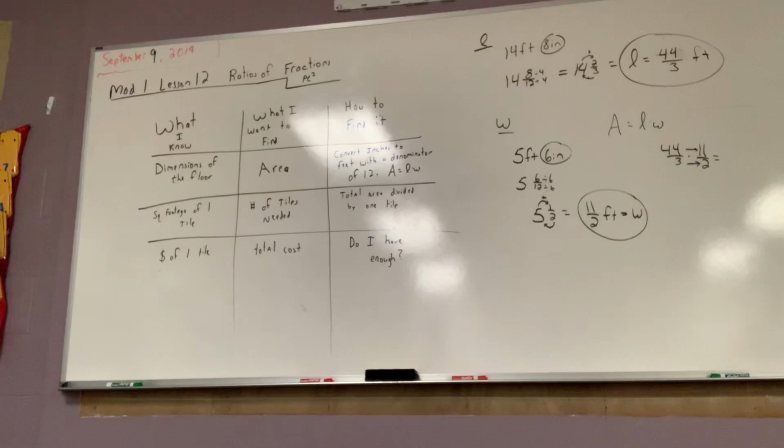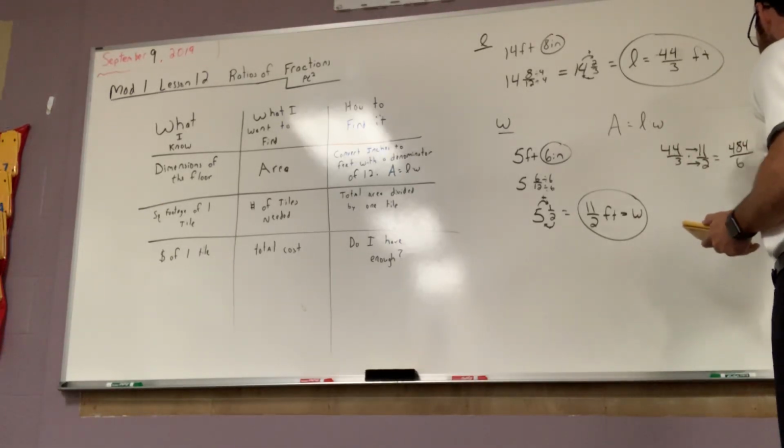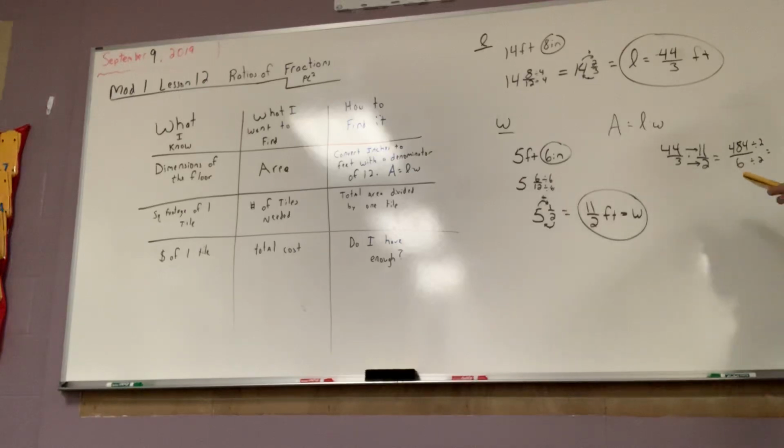So 44 times 11 gives me 484. And I'm going to keep double checking my work. Gives me 484 sixths. Divide both by 2. 484 divided by 2 gives me 242 thirds. Okay, that doesn't quite help me yet.